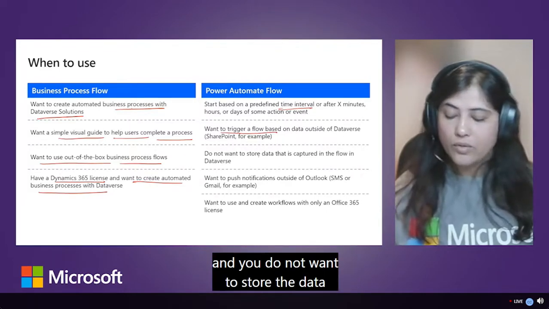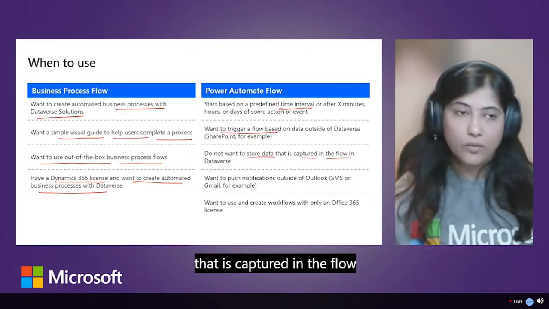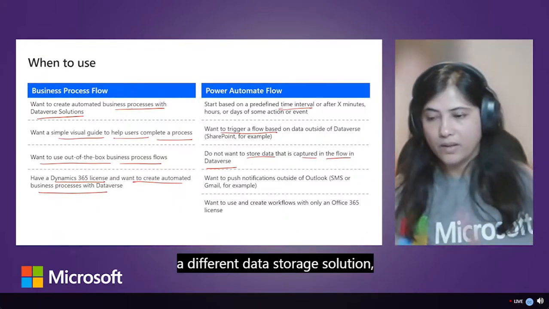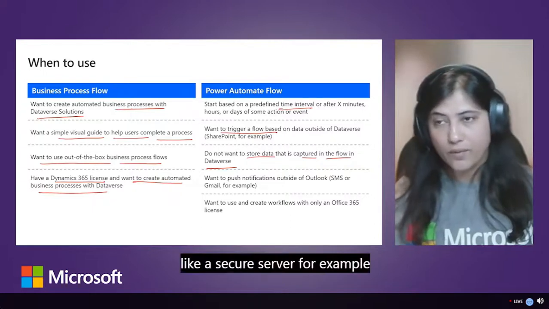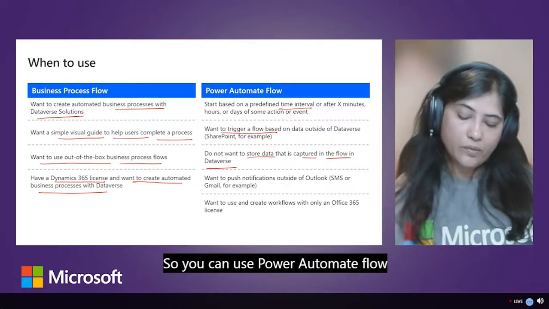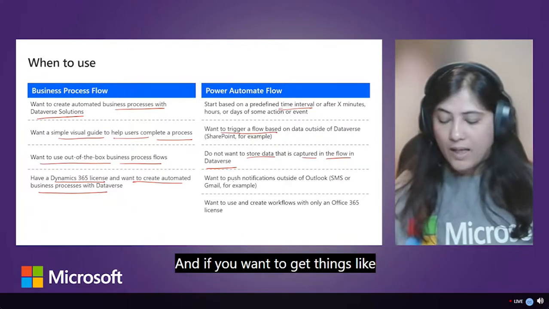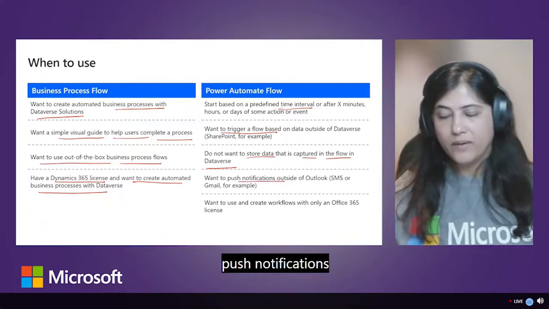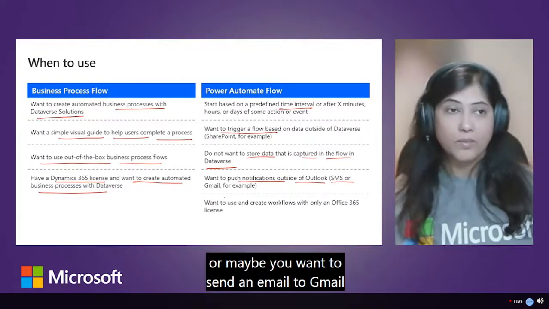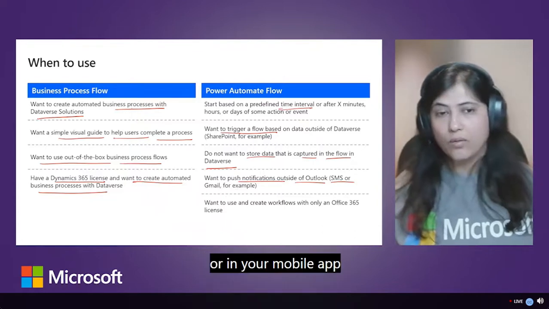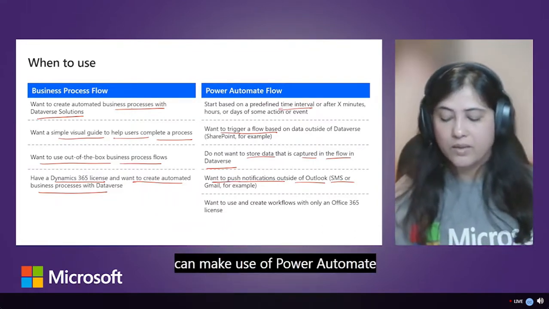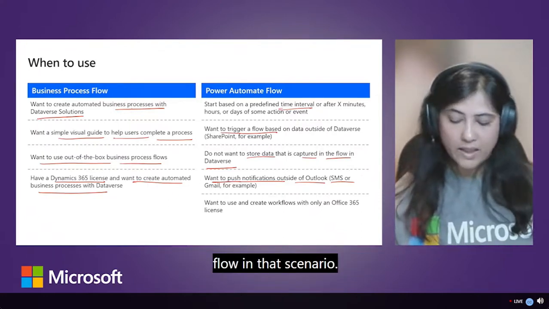And you do not want to store the data that is captured in the flow in the Dataverse. In this scenario, maybe you want to connect to a different data storage solution like a SQL Server, for example, or a SharePoint. So you can use Power Automate flow in that scenario. And if you want to get things like push notifications outside of Outlook, like maybe you want to get SMS, or maybe you want to send an email to Gmail, or in your mobile app, if you want to get that push notification, you can make use of Power Automate flow in that scenario.